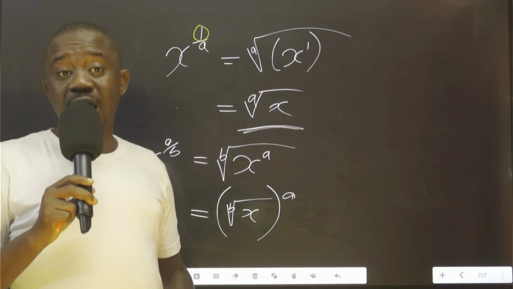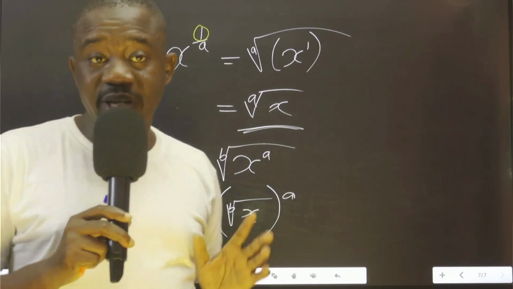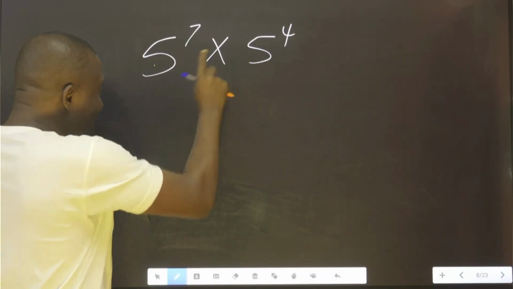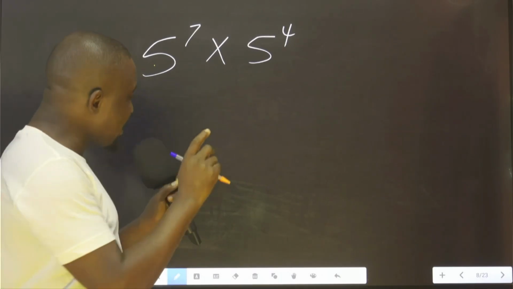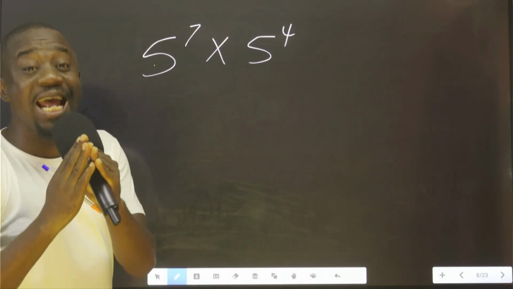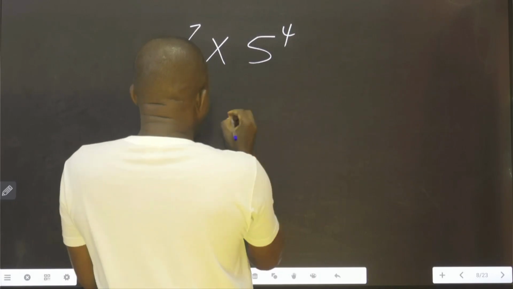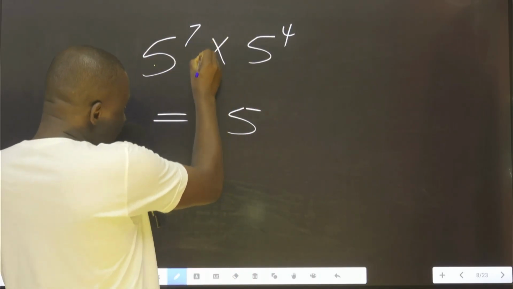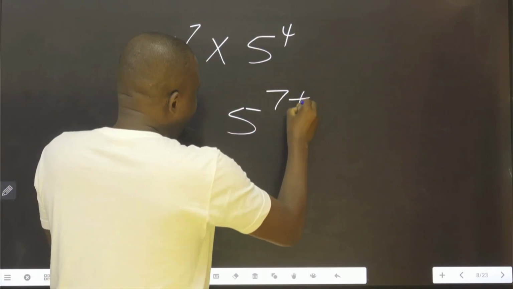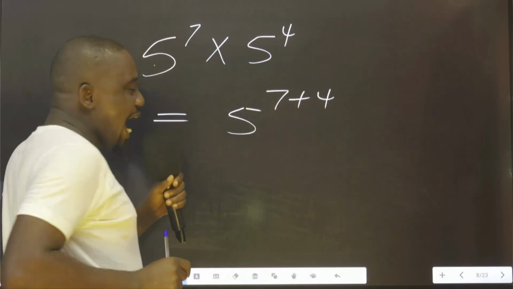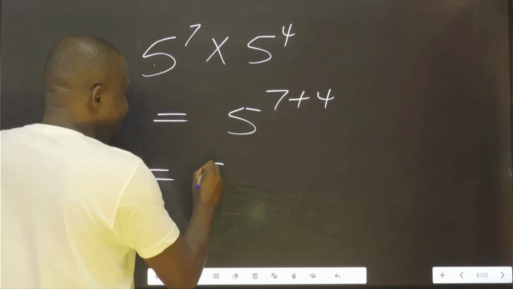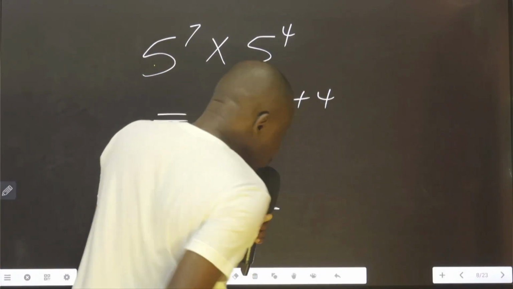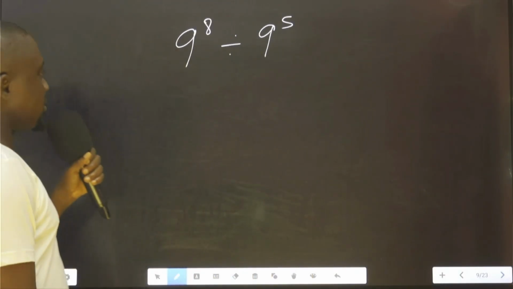So what you're going to do now, you're going to look at a lot of instances. Okay? Let's see. As you can see, they have the same base. That is, now 7 and 4 want to be friends. Because of that, we need to use only one 5 to carry two of them. And because of these times, we put plus as the guy that will bring them together. Means 5 raised to power 11. Okay? Let's look at another one.